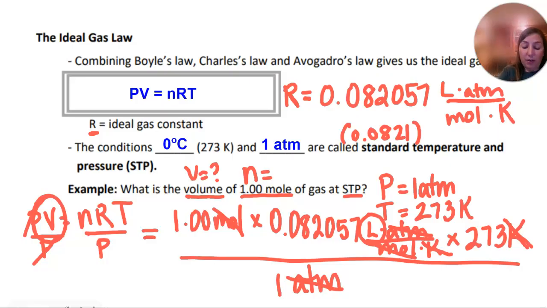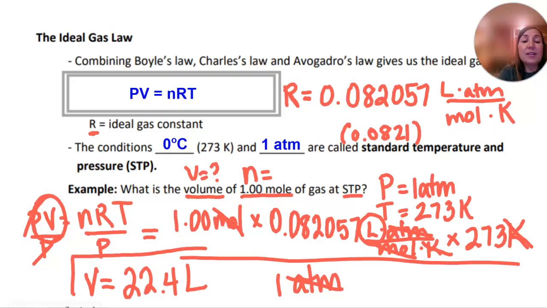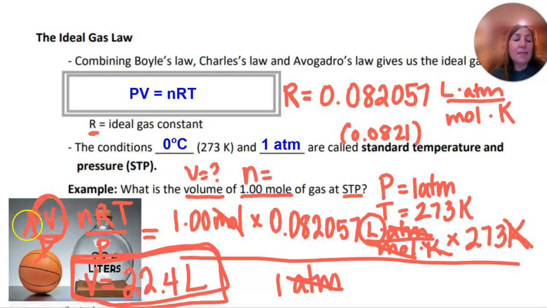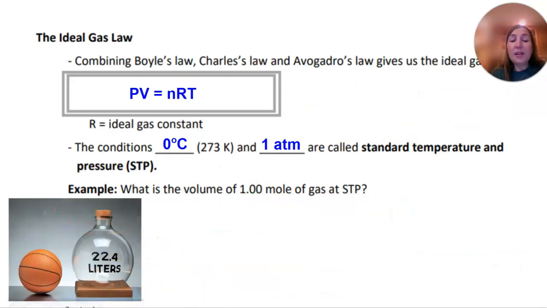So try all that in your calculator. I think it's a really good idea to give this a try. And for a volume, you should get 22.4 liters. Now this is a special number. It's the molar volume. 22.4 liters is the volume of 1 mole of any gas at standard temperature and pressure. So about what does that look like? It's about the size of a basketball. It's roughly the size of a basketball, a little bit more.